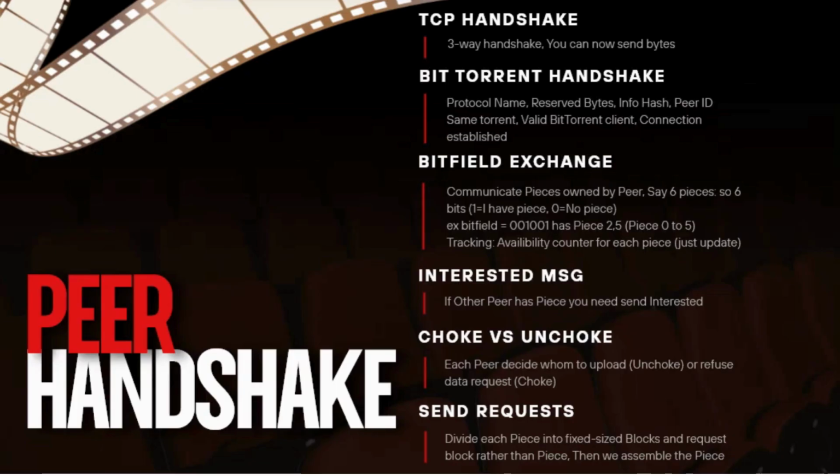We keep track of the availability of every piece using counters, so we don't have to keep resending the entire bitfield every time something changes. If a peer has a piece we need, we send an interested message. Then it's up to them to decide whether to unchoke us, meaning they'll start sending data, or choke us and refuse. Finally, we break each piece down into small manageable blocks, request them, and assemble them back into the full piece. We verify that piece with SHA1, and if it checks out, we broadcast a have message to everyone so no one else wastes time sending us the same piece again.